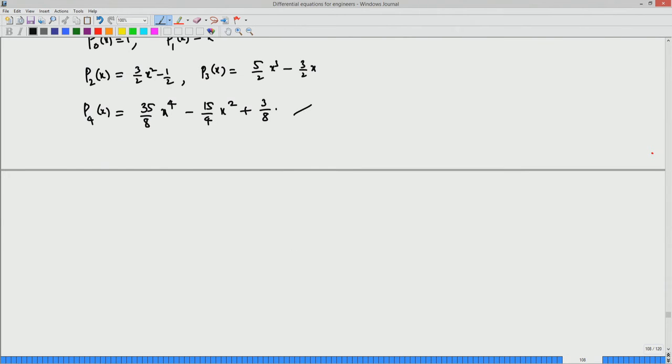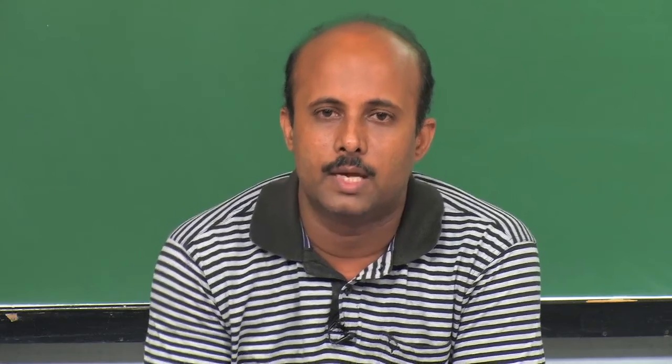So, why do we need these solutions? You have a polynomial solution when you fix the parameter alpha equal to n. Why do we study these polynomials, Legendre polynomials? Because these polynomials have certain very important properties. They are orthogonal to each other.